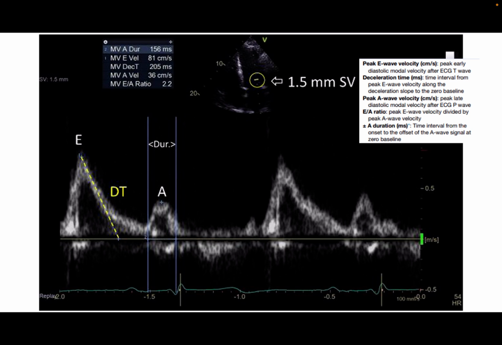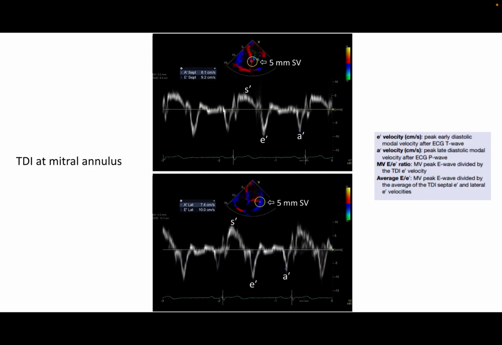E to A can't be used alone; it is always interpreted in context of E velocity, E prime, and other parameters. Mnemonic: E to A lies, E prime doesn't. Tissue Doppler: E prime velocity is load independent. When E to A looks normal, E prime will still be reduced and E to E prime will be elevated. That's the diagnostic key.